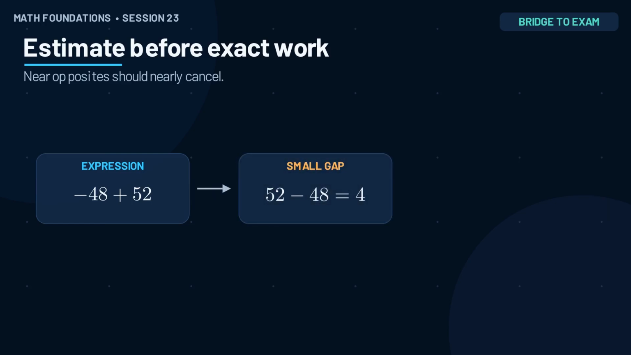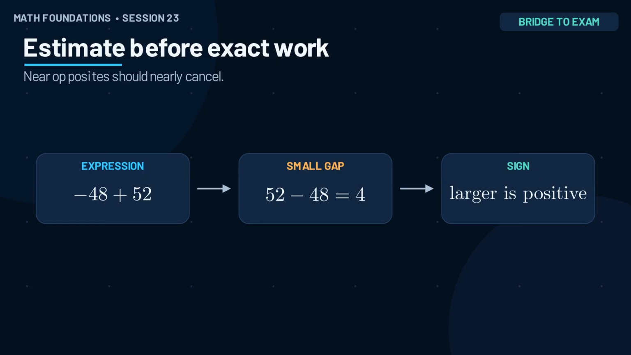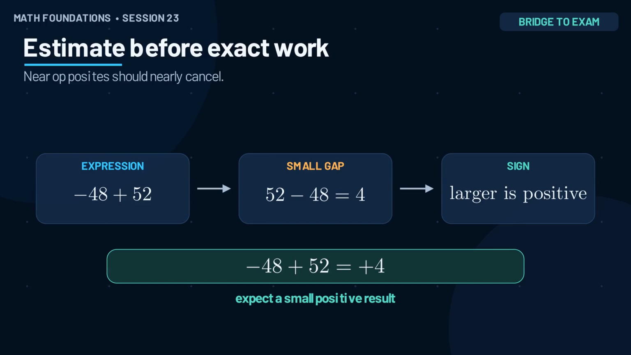-48 plus +52 should be a small positive result because the values nearly cancel. -3.1 times +8.2 should be negative and near -24. When comparing negatives, the value closer to 0 is greater, so -0.35 is greater than -0.40.